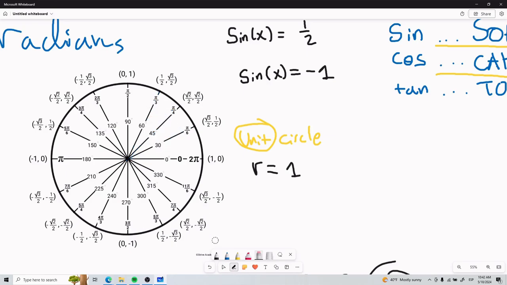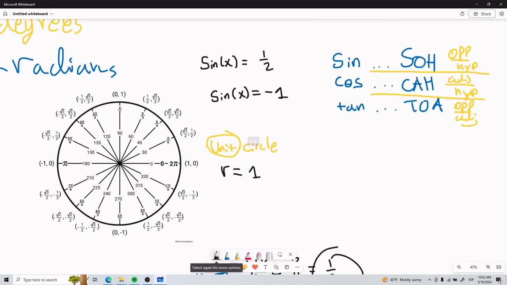Why is that useful to know? Because when you start thinking in terms of opposite over hypotenuse, well, all of these hypotenuses equal what? All those hypotenuses equal 1. Because the hypotenuse is the long part of your triangle. That is another thing I have to explain quickly. So your triangle, you have a 90 degrees here. Your hypotenuse will always be this. Hypotenuse is always going to be the long side, period. So all of your hypotenuses equal 1.